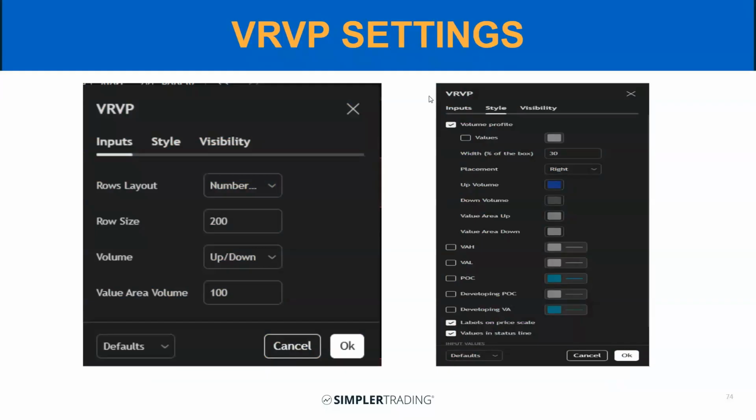Again, you guys get this deck, correct? Is that right? Yes. So you guys get these slides, and don't worry if you don't get this right on your chart right away, guys. These are your VRVP settings that I am going to show you. And if you want them different, you can make them different. But this is just a very basic look that I feel is really easy to understand.